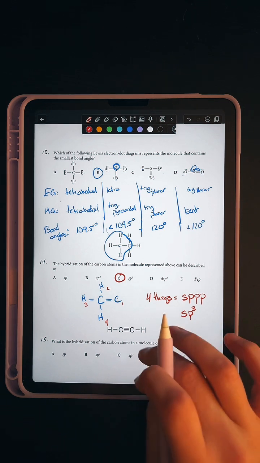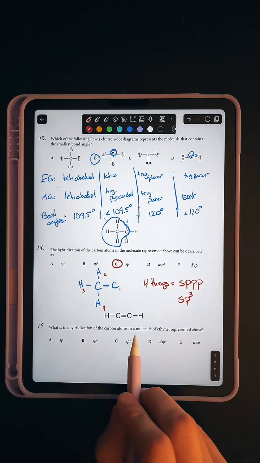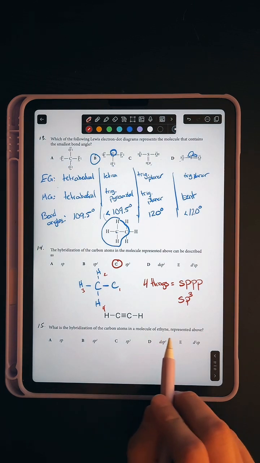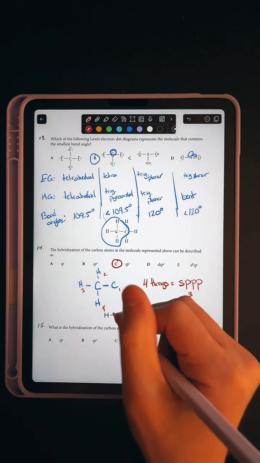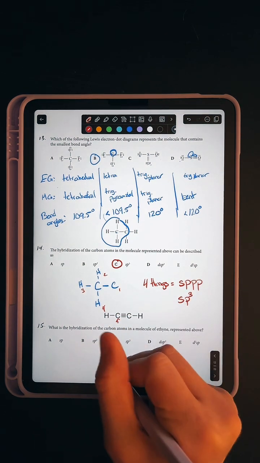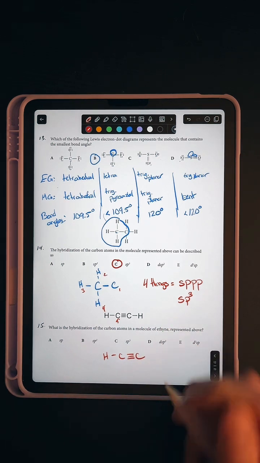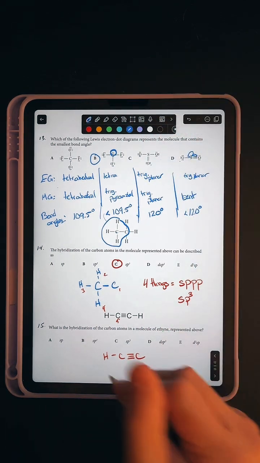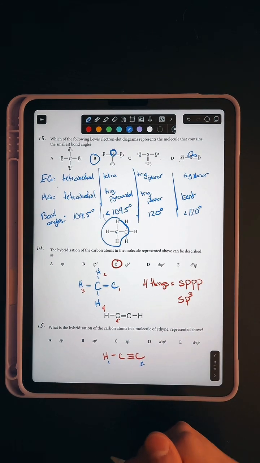Let's go on, because this one is similar to the one above. What is the hybridization of the carbon atoms in a molecule of ethine, represented above? So if we look at just one of those carbons, we have a hydrogen, a carbon, and another carbon. How many things do we have around that carbon? Well, we have 1, 2 things around that center carbon.